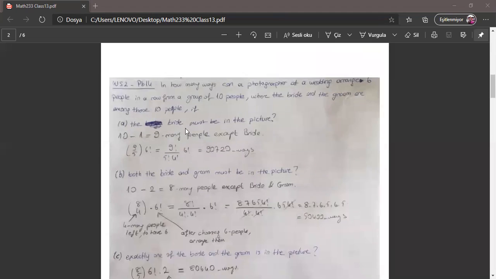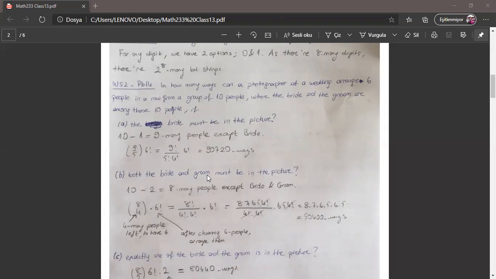Okay, now we want both the bride and the groom to be in the picture. Now we have 8 people left, except the bride and the groom. Now we have 2 people there. We want 6 of them, so the number left to pick is 4. Thus we need to pick 4 people among these 8 ones. And this is the same: we arrange them. That's why we have 6 factorial. So this is the result.